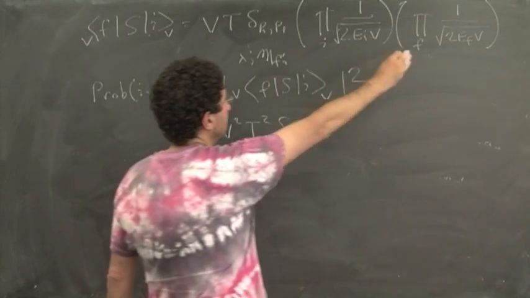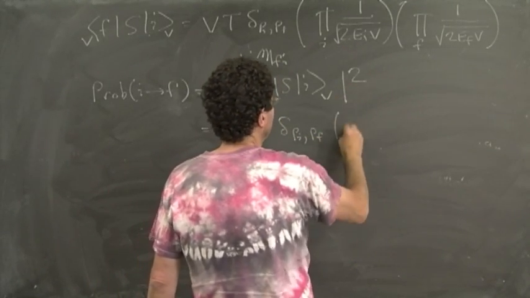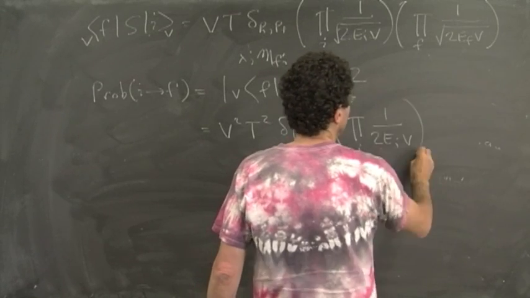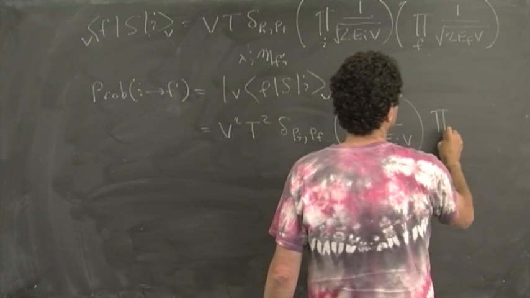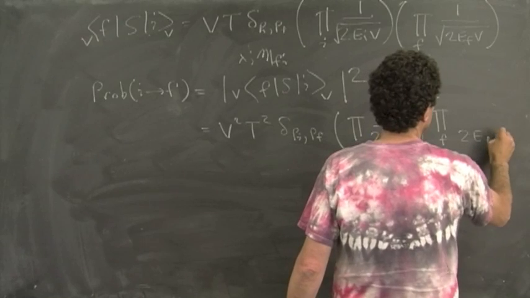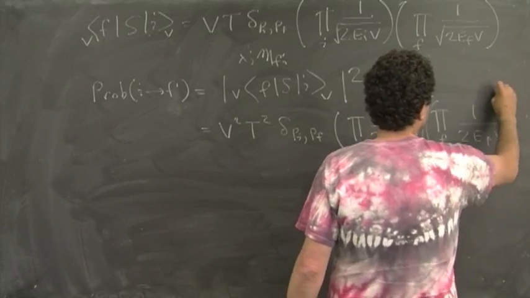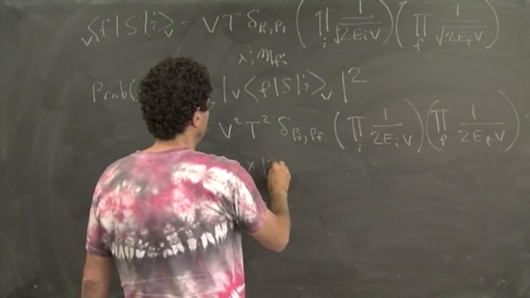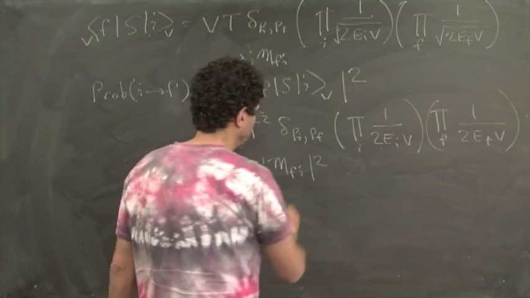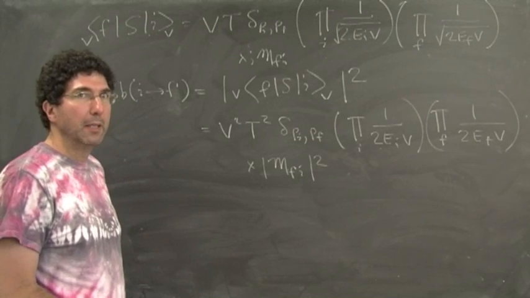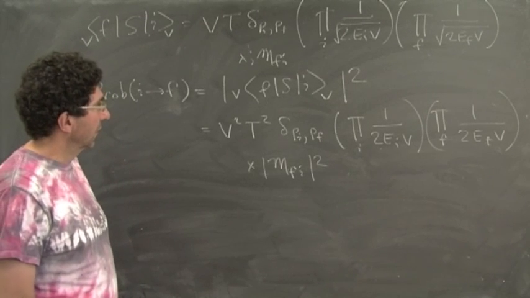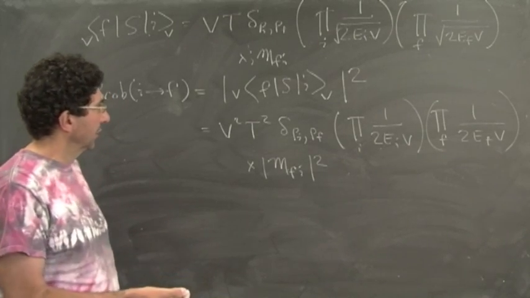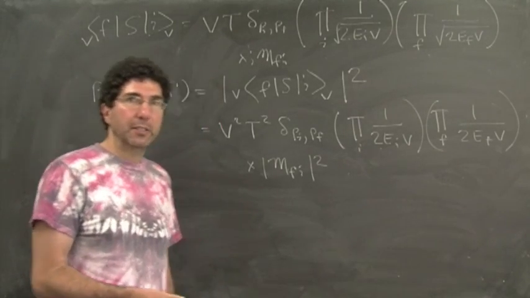And then each of these product factors, instead of the square root thing, I just get a factor of 2 E initial V for each initial guy, and I get a factor of 1 over 2 E final V for every final guy, right? And then I get my matrix element squared. Okay? All right. Now what I want to do is go back to the continuum now that I've squared the amplitude.